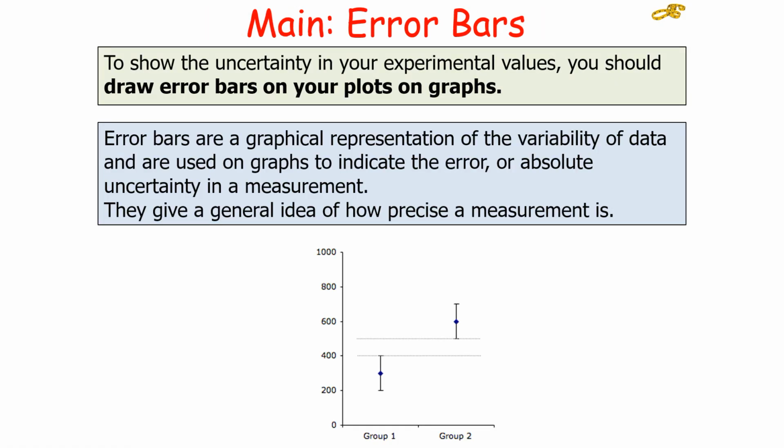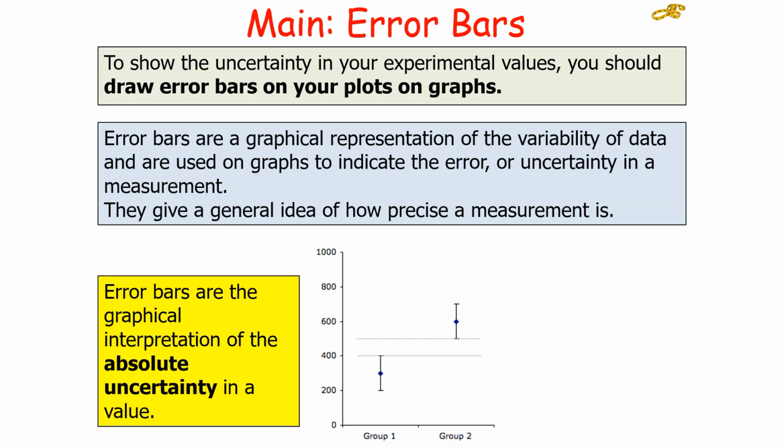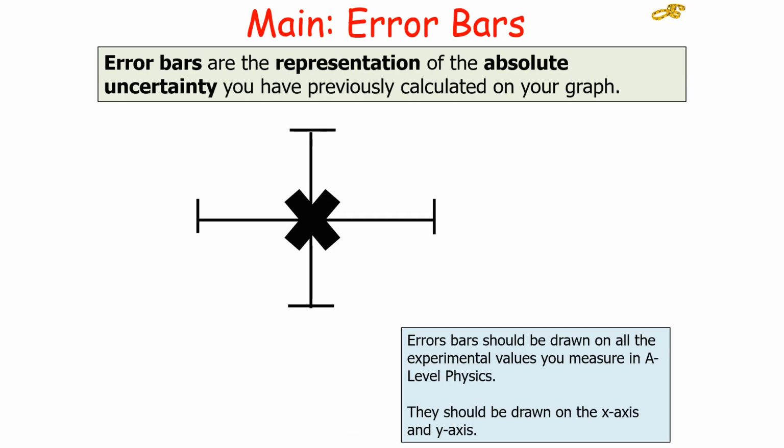Now, to show uncertainty in your experimental values, you should draw error bars on your plots on your graph. Now, error bars are a graphical representation of the variability of data and are used on graphs to indicate error and absolute uncertainty in a measurement, and they give you a general idea of how precise a measurement is, how spread they are from their mean. So error bars are the graphical interpretation of the uncertainty we previously calculated. So it's a representation of absolute uncertainty. So error bars are a representation of the absolute uncertainty you'll have calculated previously.